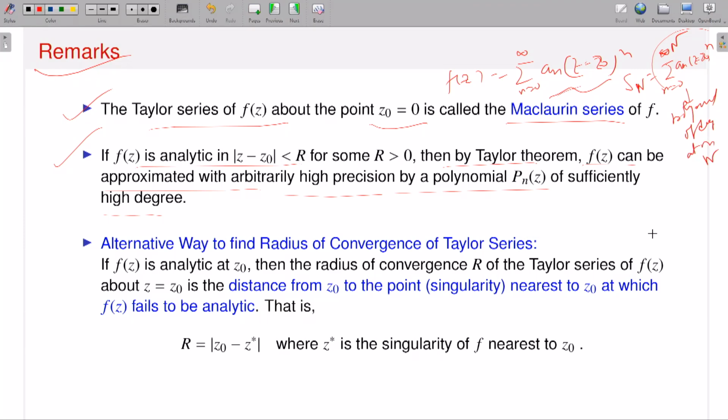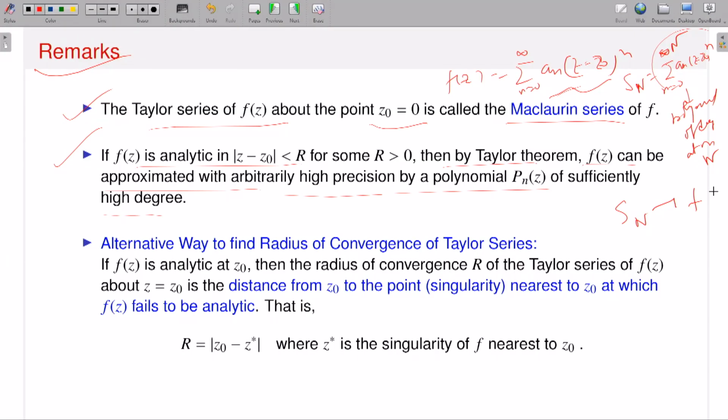And what is the convergence of this power series? S_N converges to f absolutely on the domain of convergence, and uniformly if I take a smaller closed disk there. Therefore, if I have a power series or Taylor series, I can approximate my function f by polynomials of higher degree, because S_N is nothing but a polynomial of degree capital N. So that is what I have written: f(z) can be approximated with arbitrarily high precision by a polynomial p(z) of sufficiently high degree, because as capital N approaches infinity, the degree of S_N increases.